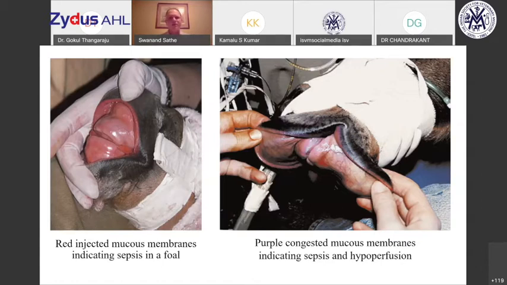You can see a marked difference between the mucous membranes. The right-hand side foal, of course, is more severely affected because of peripheral hypoperfusion. His mucous membranes are cyanotic.